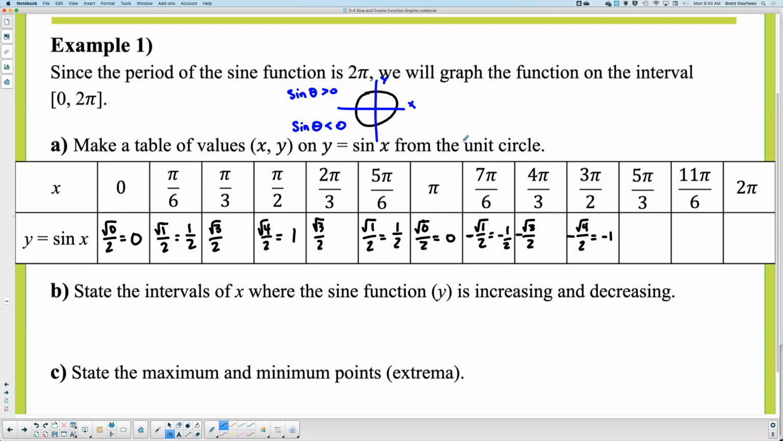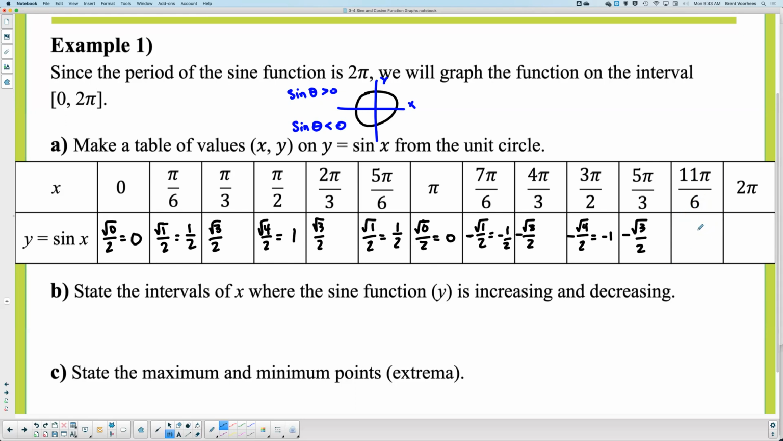We're now in the fourth quadrant. We are almost 2 whole pies. Which finger is 5 pi over 3? Index. Bend it, flip it. Again, this is negative. Negative square root of 3 divided by 2. That does not reduce. Last two.